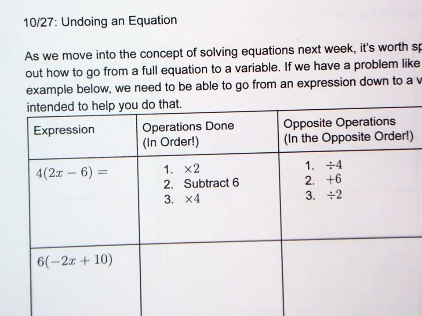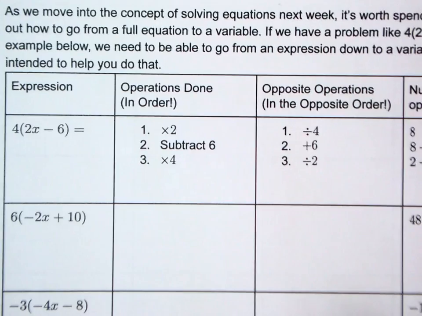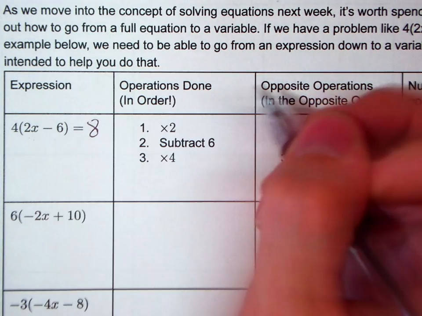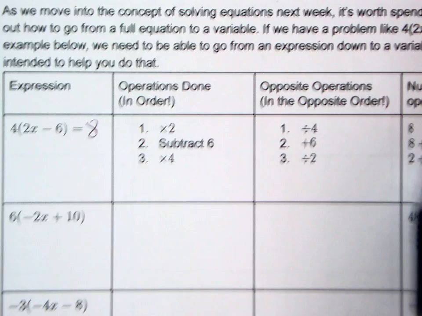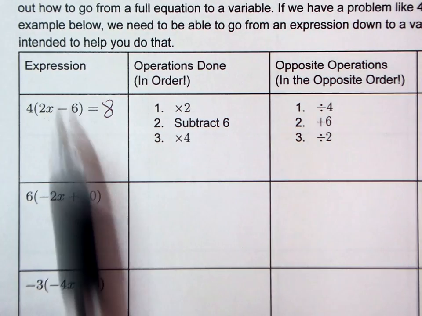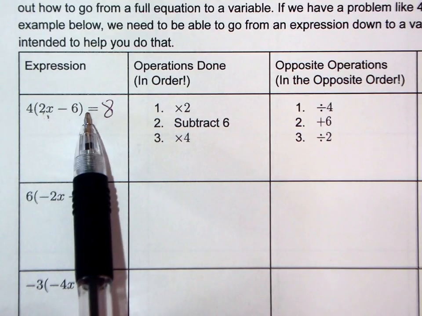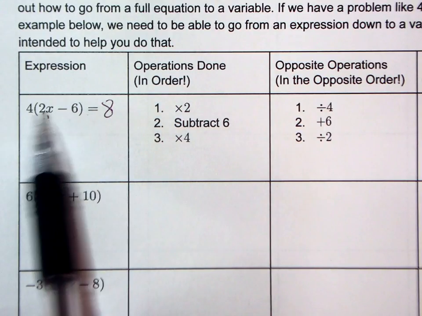October 27th, undoing an equation. So here on the left we have an expression, 4 times the quantity 2x minus 6, and this is all set equal to 8 as it turns out. I get that from over here, the number of the operations that are done to. And we track the x and see what happens to it. We multiply it by 2, then we subtract 6, and then outside of the parentheses we multiply by 4.